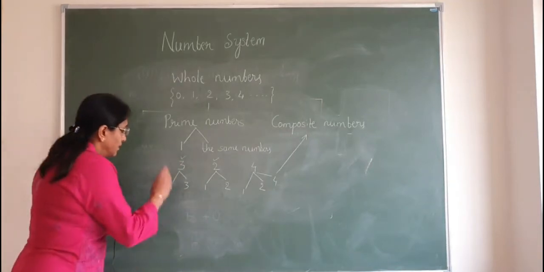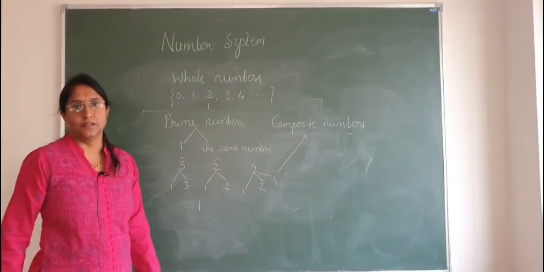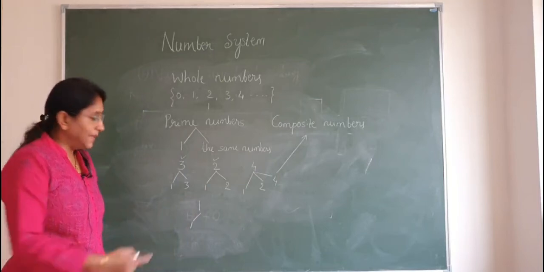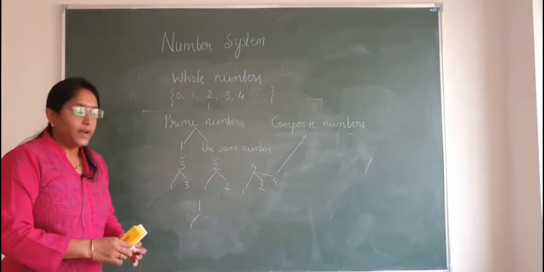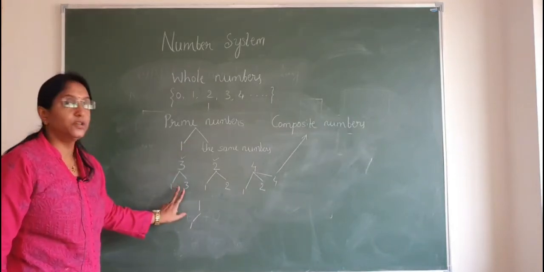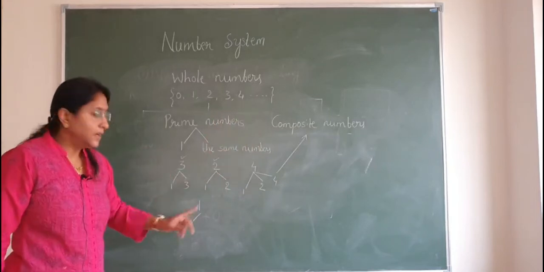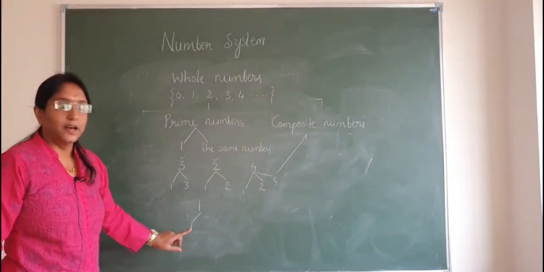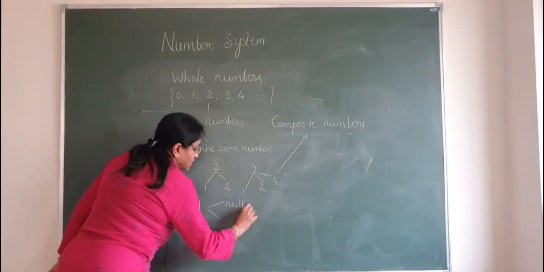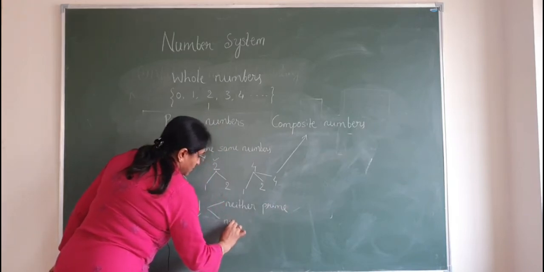Here the question is whether 1 is a prime number or not. 1 is divisible by 1 only, that number itself, which is 1. So it has only one factor. But what is the rule? A prime number should have 2 factors and a composite number more than 2. Here only one factor is there. That's why 1 is neither prime nor composite.